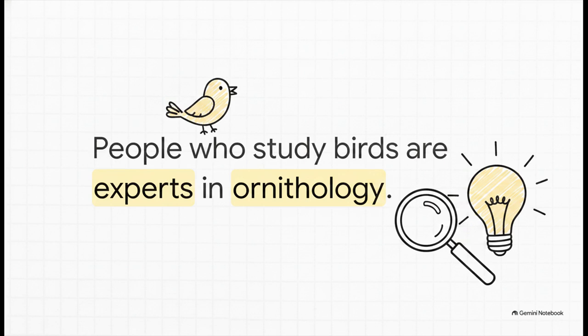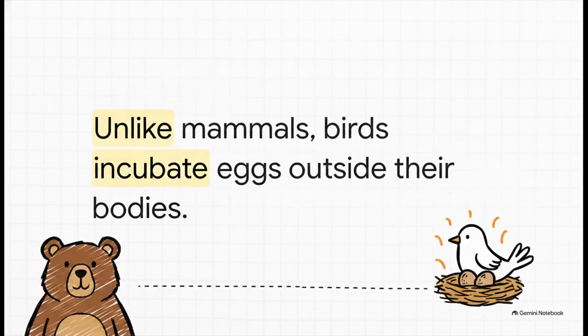Step 2, how do they offer a clue? Well, this is a direct definition clue. The author is literally telling us what it is. Therefore, in context, ornithology must mean the study of birds. Boom, you just decoded it without even touching a dictionary. Let's look at another one.